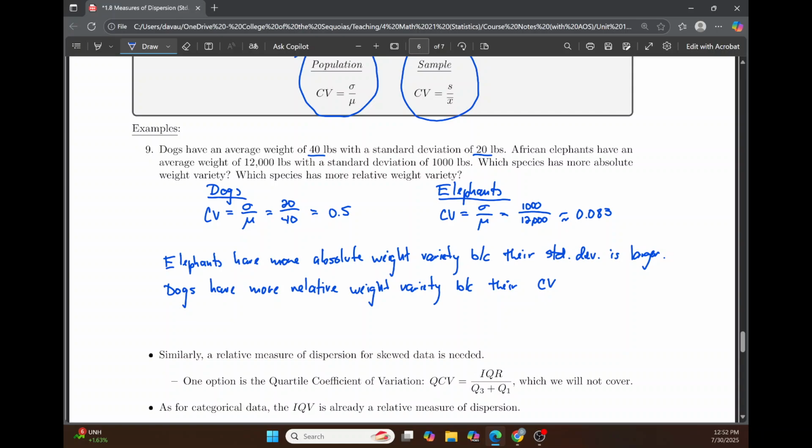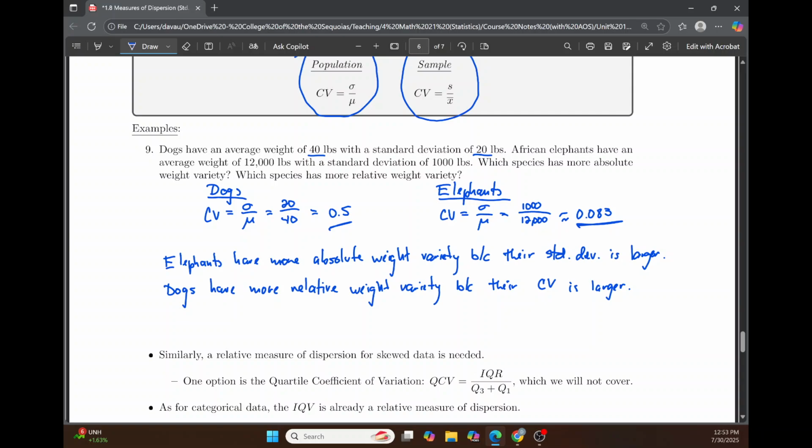And I think that's a more satisfying answer, right? If you think about elephants, I think they're pretty consistent probably with their weights. There's going to be some variation, but not very much, right? Whereas dogs, there's a huge amount of variety in their weights, right? Okay, so that would be a relative measure of dispersion if you had a symmetric data set.